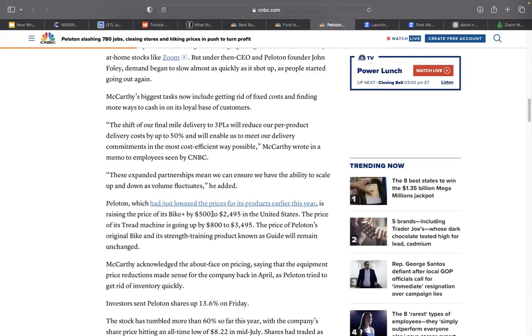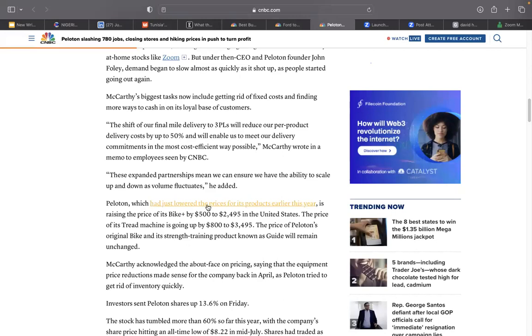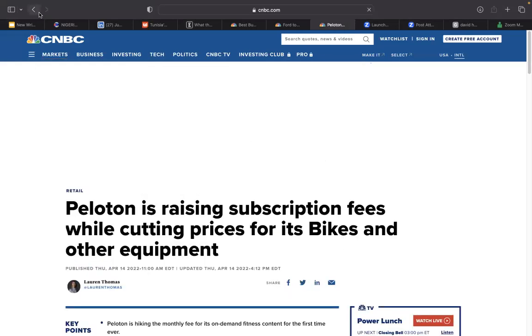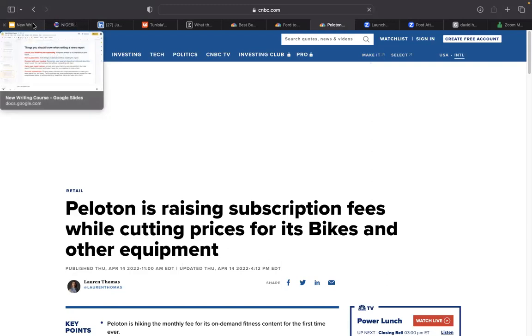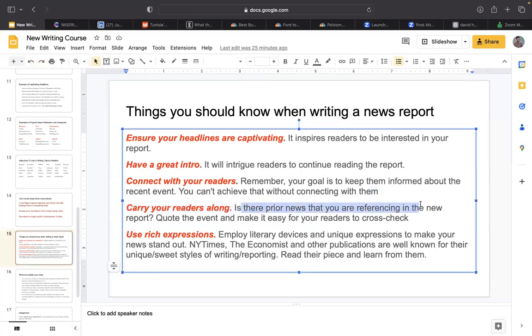You can see, a petroleum company which has just lowered the price for its products earlier this year is raising the price of its bike by 500. So there was a previous news when they increased their subscription fee. Now there's another news that they are actually laying off some of their employees. Then the journalist did what? Quoted the news and referred the reader. So carry your readers along with the previous news that you are referencing in the news reports. Quote the events and make it easy for your readers to cross-check.